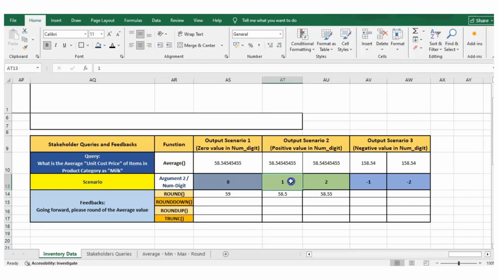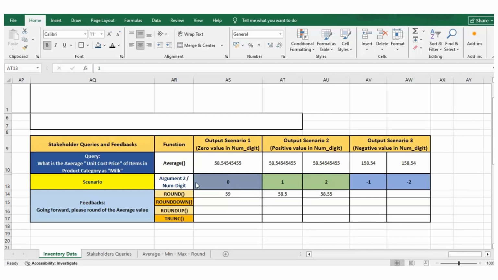The value assigned to the num digit signifies the number of digits that are allowed in the decimal part of the input. So, when it is assigned a value of 1 in our example, it is signifying that the number of digits in the decimal part should not be more than 1, and hence the output which we receive from the round function is 58.5, which ensures that only one decimal digit is allowed. For this example, we can also say that the average number is rounded off to one decimal place.